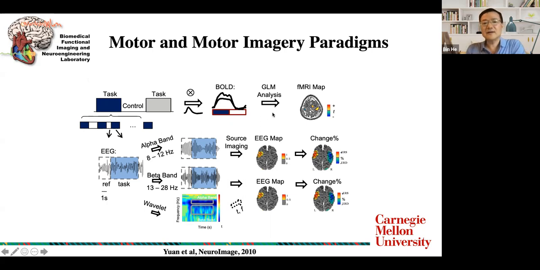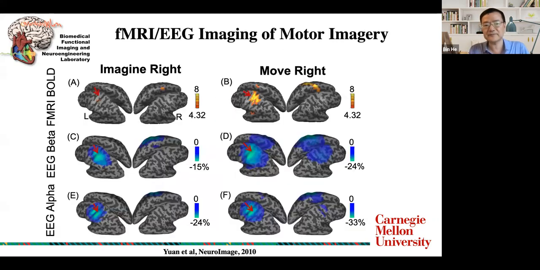Through general linear model analysis, we obtain the functional MRI activation mapping. We also record EEG, mainly focusing on the alpha band and beta band. By band-pass filtering and performing source imaging, we obtain the EEG power distribution and also the distribution of change of the EEG signals. From there, we study what kind of neurophysiology is associated with motor imagery.